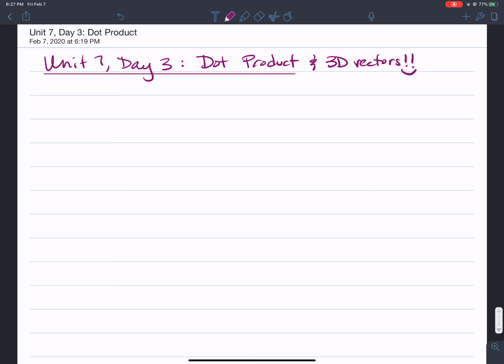So, big topic, angles between two vectors. That is going to be able to determine for us whether things are parallel or perpendicular. So, in order to do that, we are going to have to find something called the dot product. All right, so to start off with, let's figure out what the dot product is.